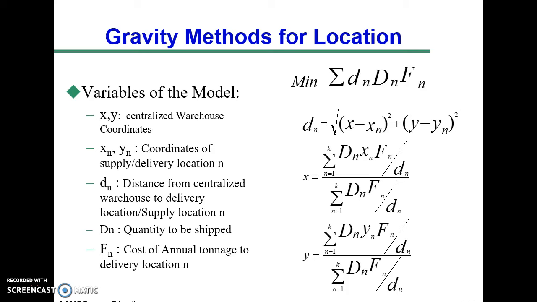Now the variables used in this model, if you look at this slide, are x comma y. X and y are the coordinates of the centralized warehouse. Suppose you have to locate a warehouse or manufacturing plant at a certain location, then the coordinates of that location are denoted as x comma y.